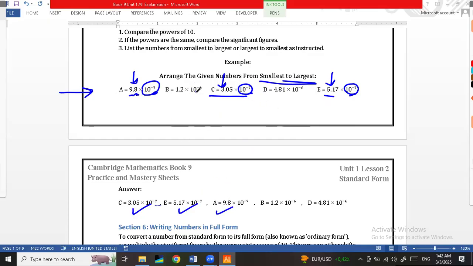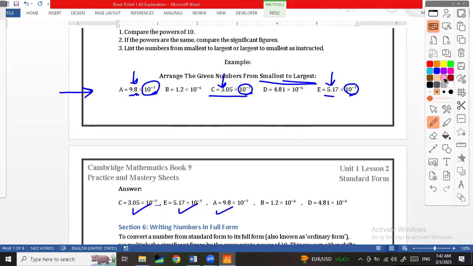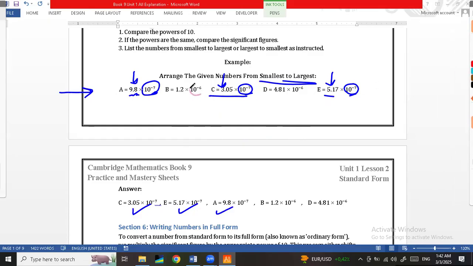Good. Then I have 10 to the power of -6, power of -6, power of -6. It is bigger than 10 to the power of -7. So which one am I going to take first? Compare the numbers that are there. Which one of them is smaller? This one, B. That's why it is there. Then D is the largest of them all.